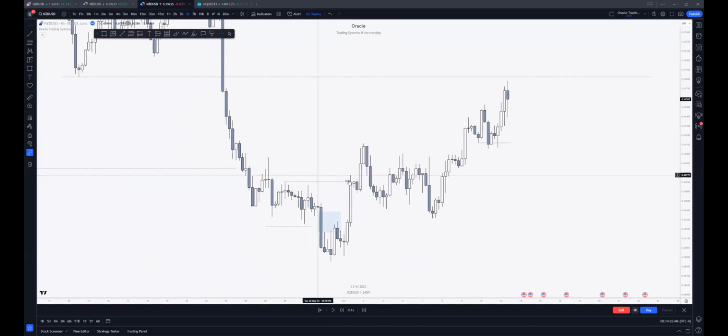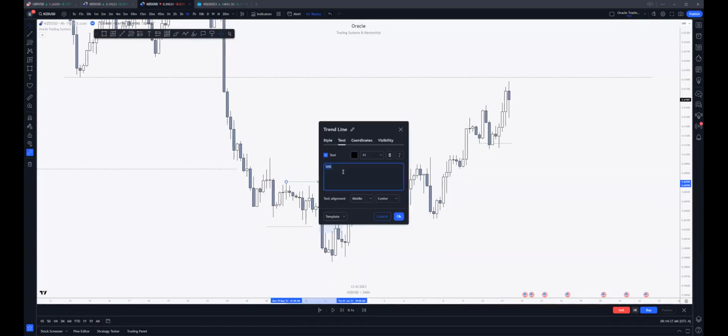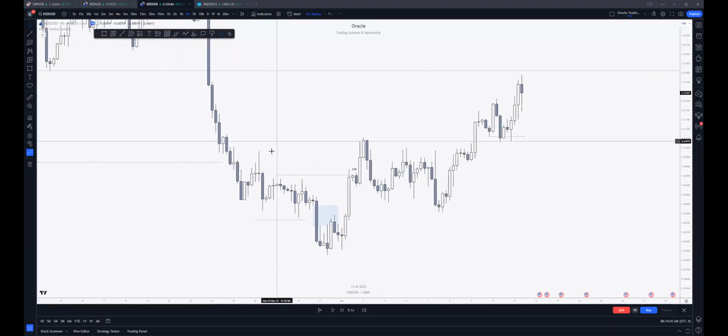SMB doesn't actually happen here, by the way. Where does the SMB actually happen? Right, because no body closure. We're looking for that displacement through, right? That's what actually is confirming it. No displacement, no SMB, because then it's likely to be just a liquidity grab, right? We don't want to trade liquidity grabs, and you can get smoked.